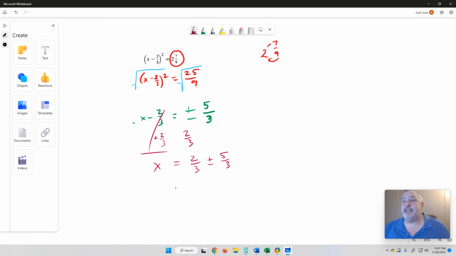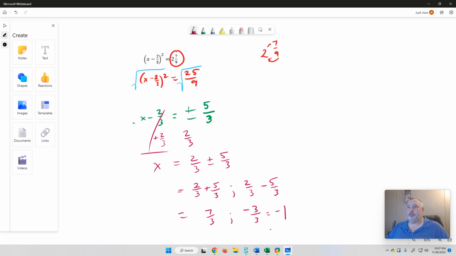And so now I'm going to set up my two answers. I have 2/3 plus 5/3, and I have 2/3 minus 5/3. So this will give me 7 over 3. This will give me negative 3 over 3, which is negative 1.